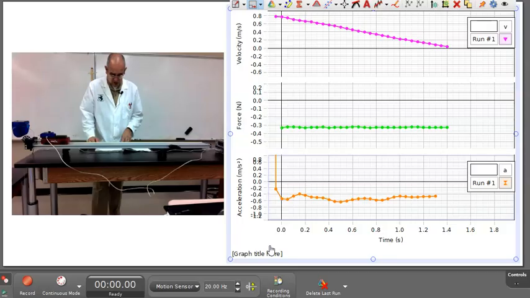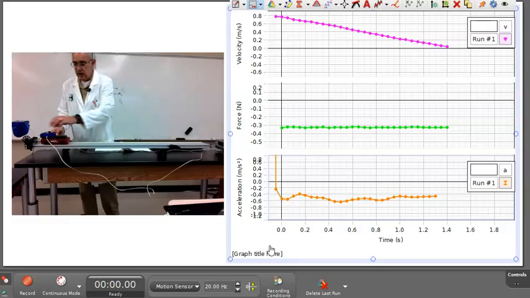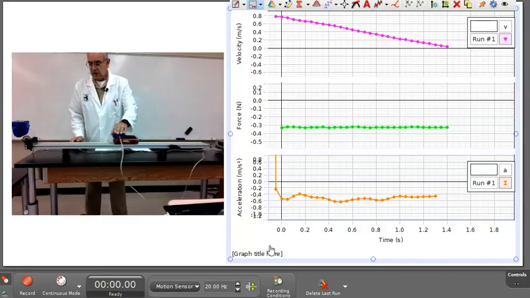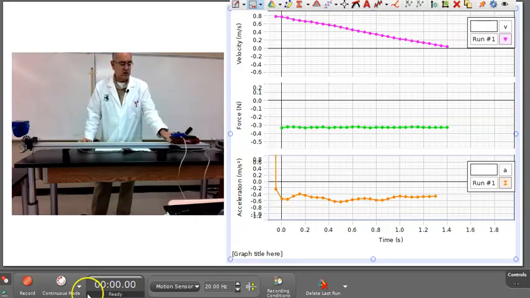So sketch on page 88 the results of this graph and use dashed lines so you don't get them mixed up. Okay, so again, I'm going to zero the force sensor so we can get an accurate force reading. Pull this out to the starting position and start recording.